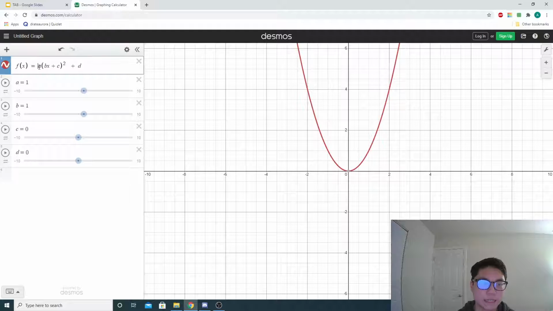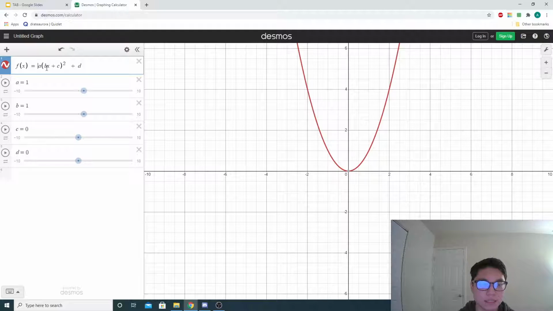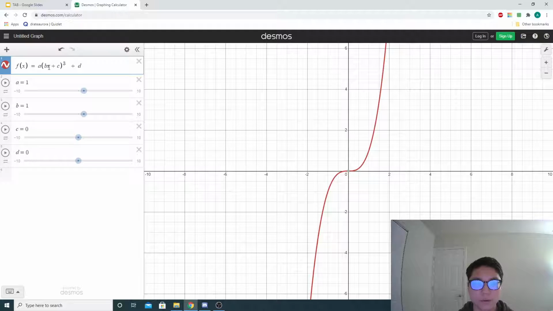When I add a negative outside the function, then it is a reflection over the x-axis. When it's inside the parentheses, then you can see it is a reflection over the y-axis.